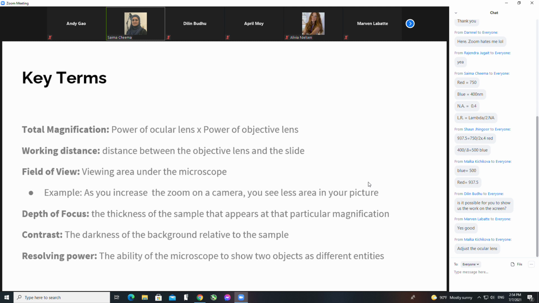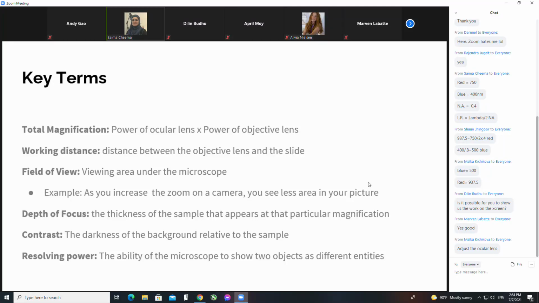Field of view is the area that you see under a microscope, and the field of view, of course, decreases as you increase magnification, right? You're zooming in more and more and more on smaller and smaller areas. Your field of view is greatest at 4x and smallest at 100x.